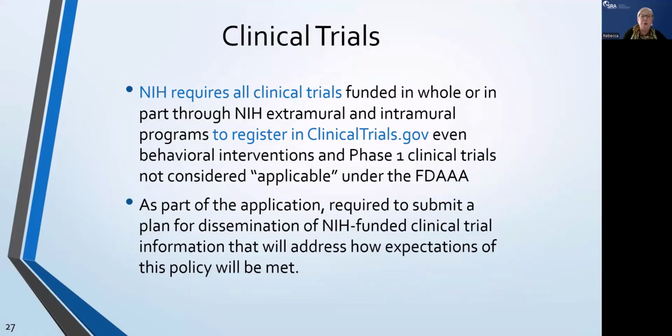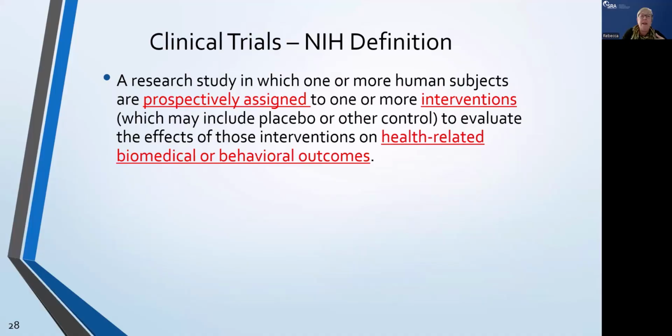And again, to step through, NIH requires all the grants to go through clinicaltrials.gov, even when they're not applicable under FDAAA. So NIH has a broader expectation for registration in clinicaltrials.gov. And again, research prospectively assigned. So it doesn't have to have a placebo to be a clinical trial. Again, a lot of the health-related biomedical behavioral outcome research is clinical trial by NIH definition.